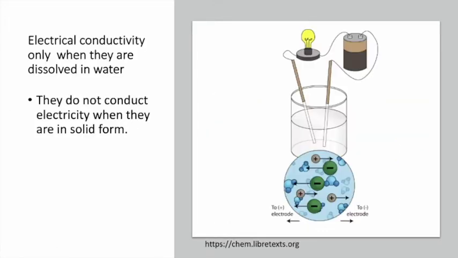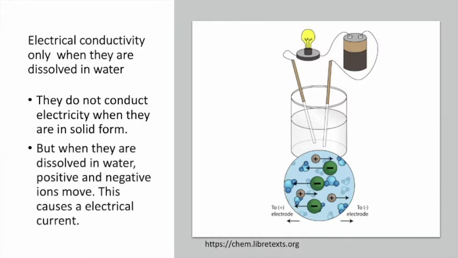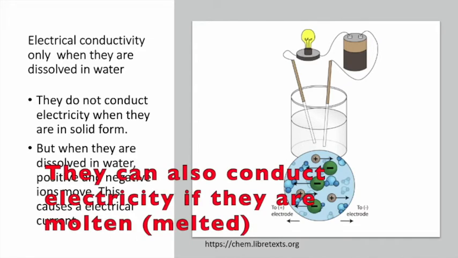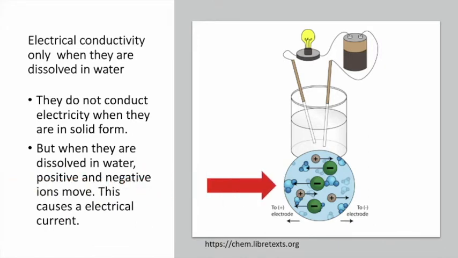Ionic compounds do not conduct electricity when they're in the solid state because the ions aren't free to move around the lattice. However, ionic compounds can conduct electricity if you dissolve them in a polar solvent like water. Ionic compounds can also conduct electricity if they are molten or melted. The positive and negative ions can move around freely, and this can cause an electric current. In fact, one test to see if a compound is ionic is to drop it in water and dissolve it and see if you can get electricity to go through the solution.